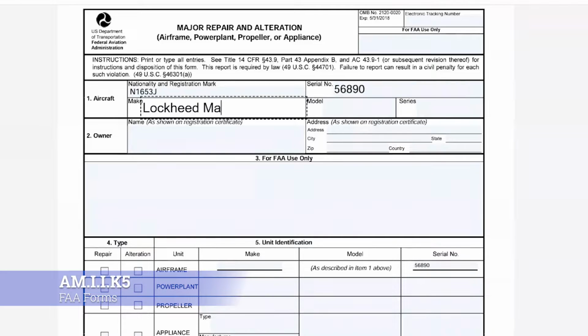Our make-believe airplane is going to be a Lockheed Martin F-16. So we're going to go ahead and put our model and make in there. Then we're going to put what series of F-16 it is. So in this case, it's going to be the Alpha series. And then the next step in the form is just simply to plug in who owns the plane, who's operating this thing.